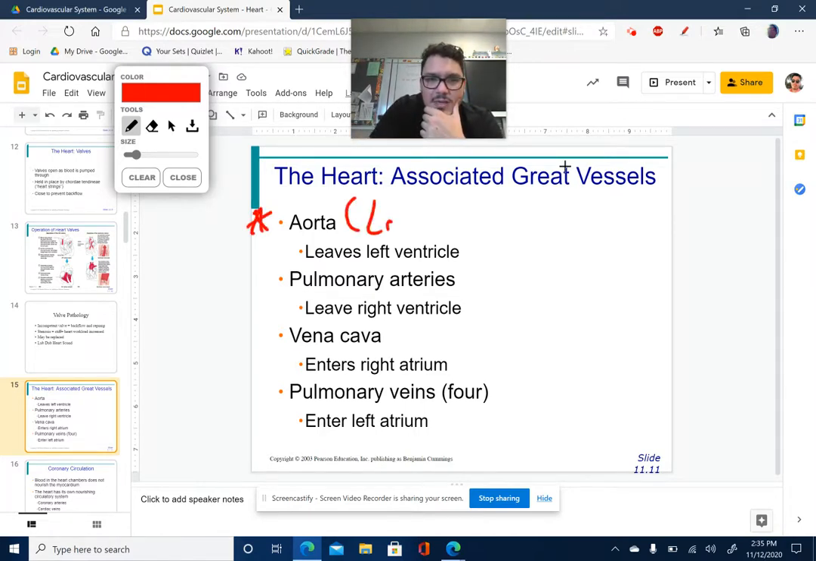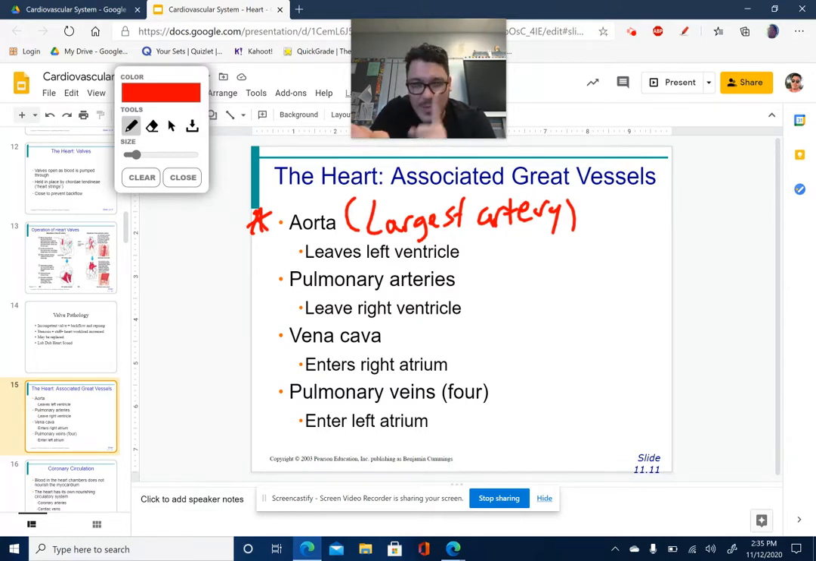You should know that it is the largest artery of the body. So the aorta is the largest artery of the body by far. Massive artery. And there's a reason why it has to be so large. It leaves the left ventricle. And if you remember, the left side of the heart is oxygenated. It has oxygen-rich blood.